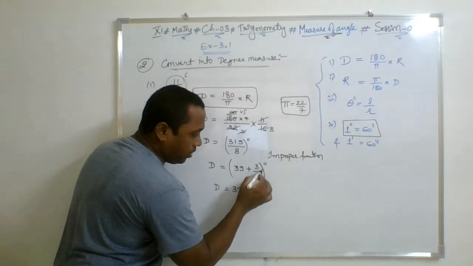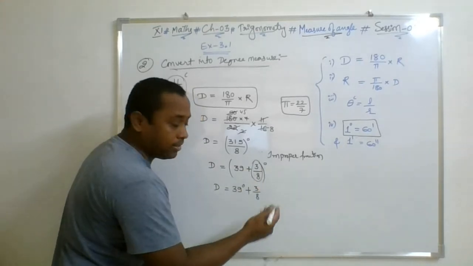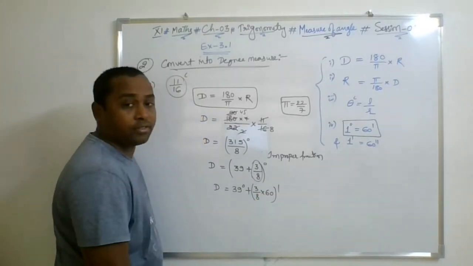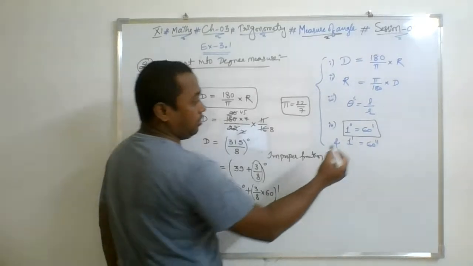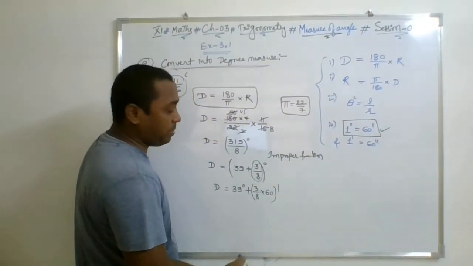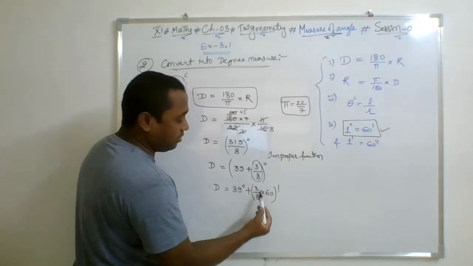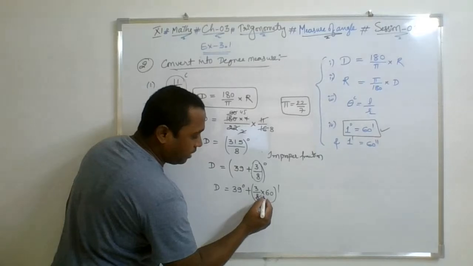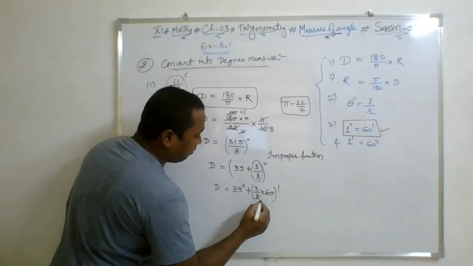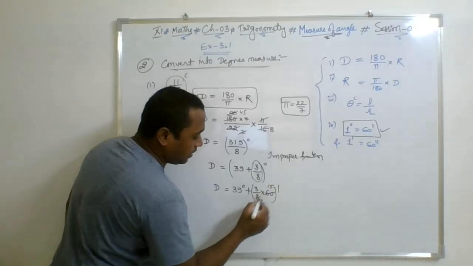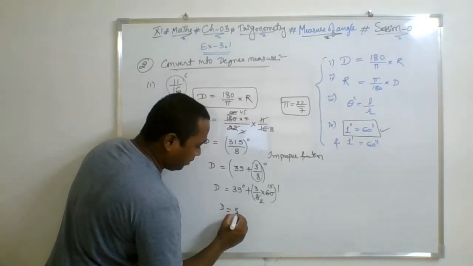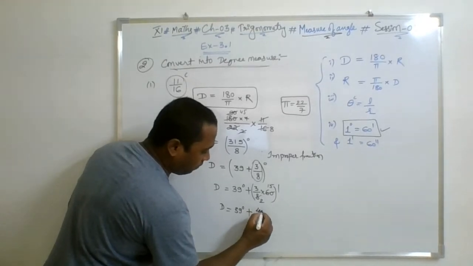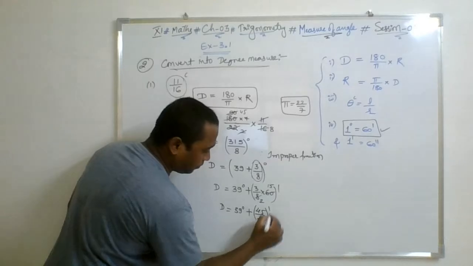Now convert this fraction into minutes. Simply multiply by 60 and you will get it as minutes. 1 degree is equal to 60 minutes. Then 3 by 8 degree means 3 by 8 into 60. So we are just multiplying here. We'll get 4 twos are 4, 15s are, so we call it 39 degree plus, nothing is possible, 15 threes are 45 by 2 minutes.